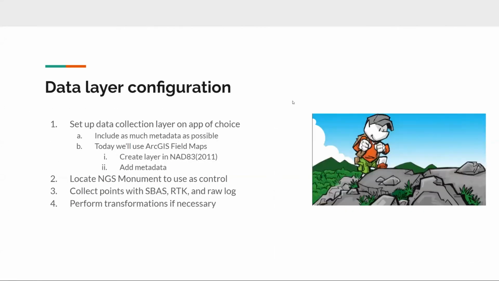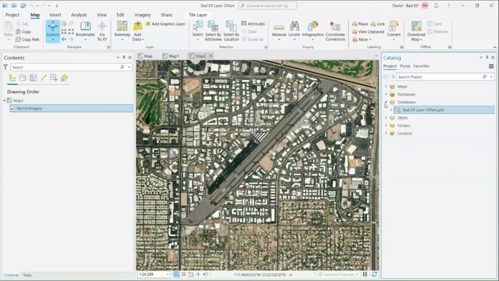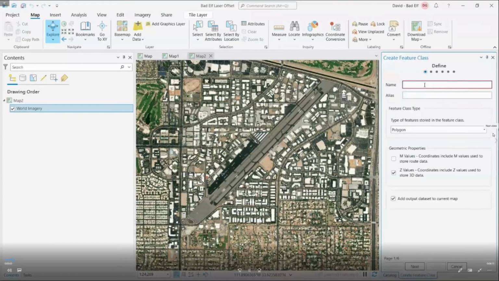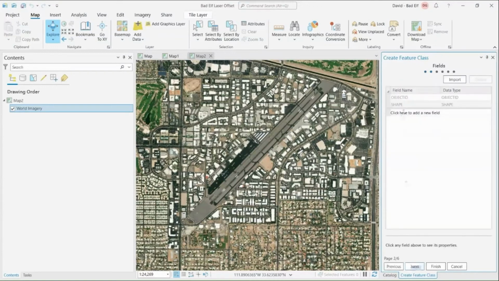All right, let me switch screens really quick. We're over here in ArcGIS Pro. We're going to create a data layer to use for data collection. I'm just going to call it Control. Make sure that the Z value box is checked. We are interested in Z's.